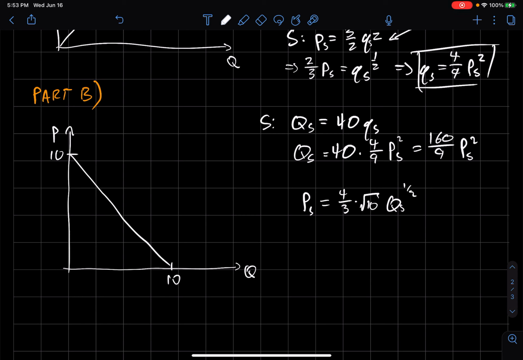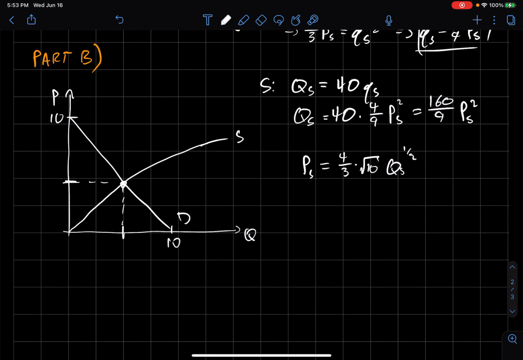Okay. So we have this nice relationship. It goes through 0, and it looks generally something like this. It's kind of bending downward. And this is our supply curve, and this is our demand curve. Okay. So we want to find prices and quantities prevailing in the market.